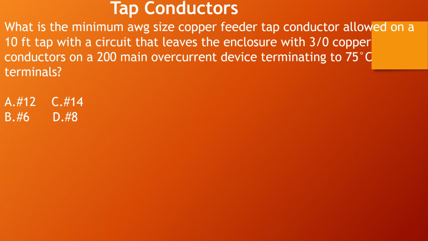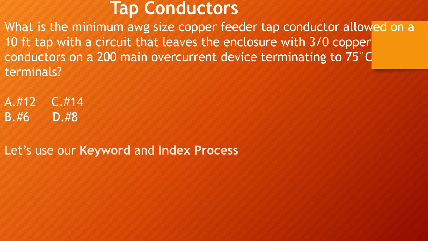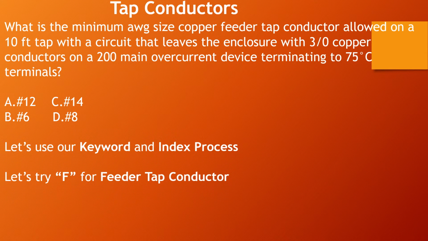Let's use our keyword and index process and break it down. So let's try F for feeder tap conductors. If you look at the overall theme of this question, it's asking about feeder tap conductors. It's asking about size, and it's got some different information in there for us that might lead us in the right direction. So, okay, let's head to F. Let's go ahead and pause the video now. I want you to head to F in the index, and I want you to look for feeder tap conductor.